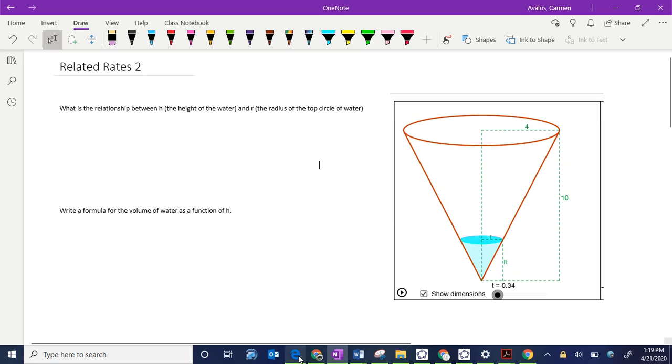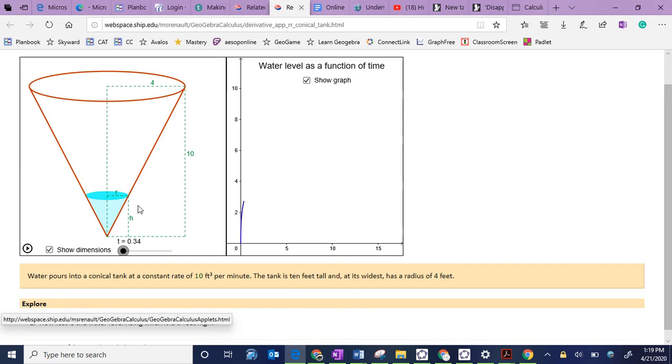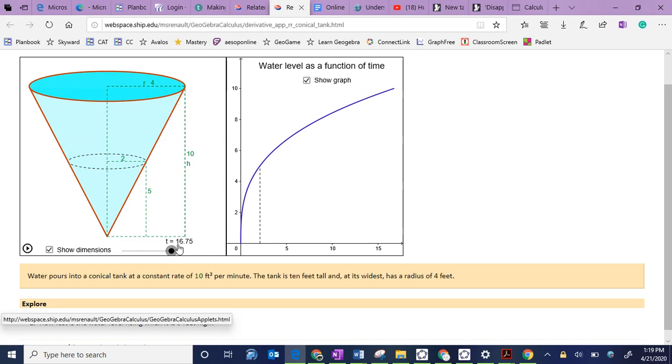So let's look at exactly what's happening here. So here's the volume, and we want to know what the water level is changing on here and how we're going to find at what rate we're going to do that. So if I look at this, I have water pouring into this cone, and it keeps increasing until it actually fills up. So we're going to be able to figure out quite a few things from here.